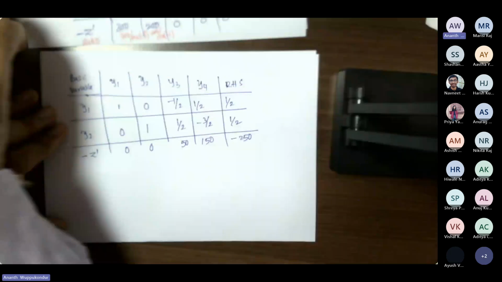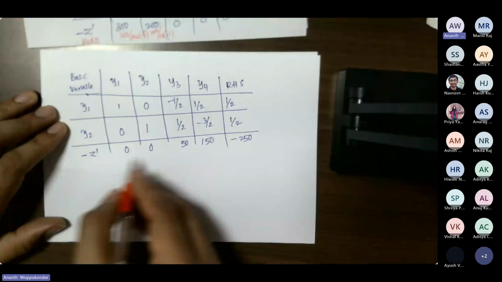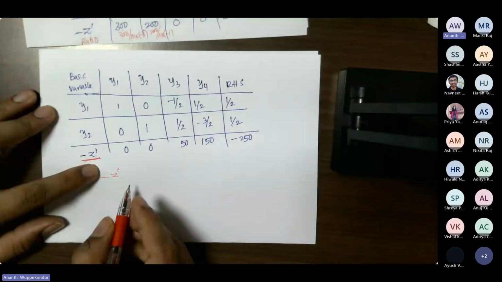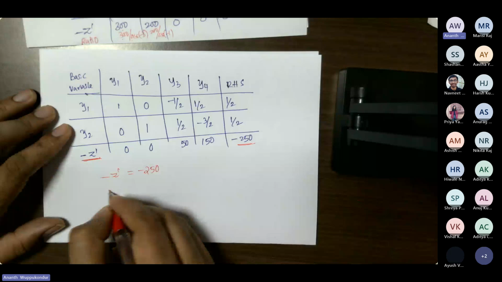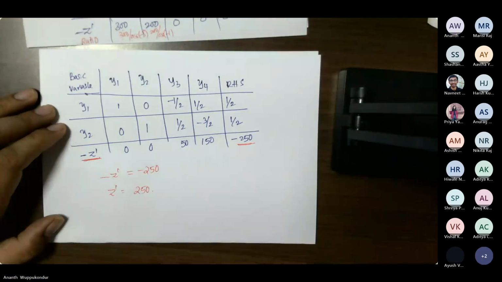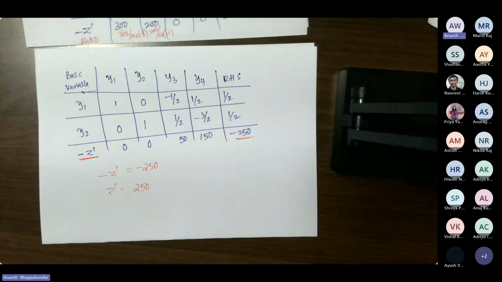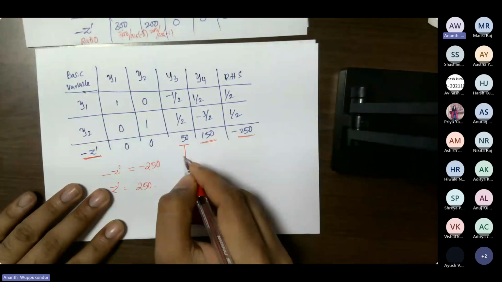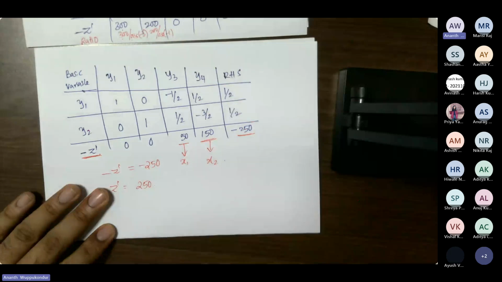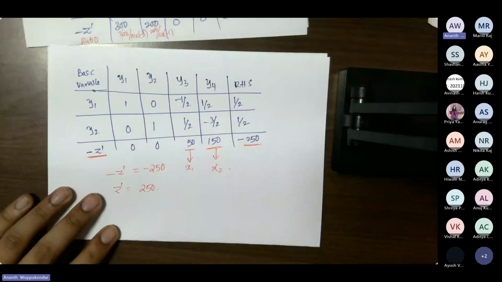So what you observe here is minus z prime equals minus 250, or z prime equals 250. Meaning the optimal, or the maximum, solution is z equals 250. And you have y3 equals 50 and y4 equals 150. So these correspond to the solution of x1 and x2. You get the same solution. For x1, previously we saw it was 50, x2 it is 150 hectares, and then the maximum benefit expected is 250 units.